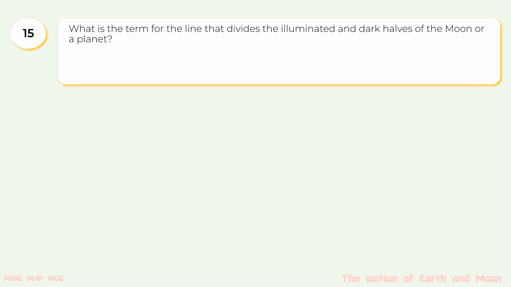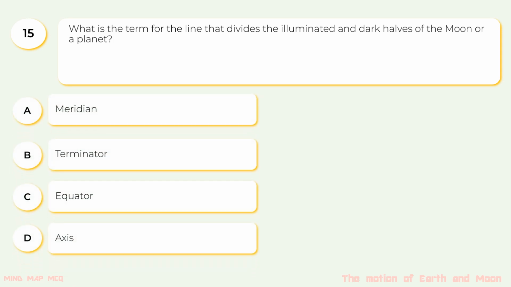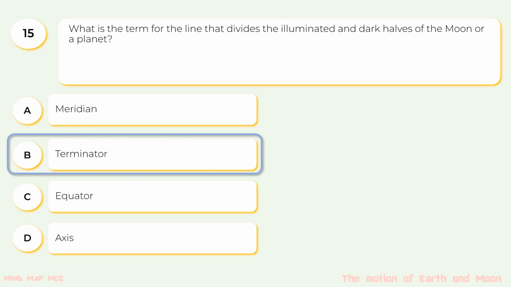15. What is the term for the line that divides the illuminated and dark halves of the moon or a planet? A. Meridian. B. Terminator. C. Equator. D. Axis. The correct option is B.